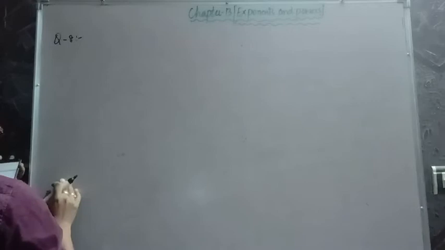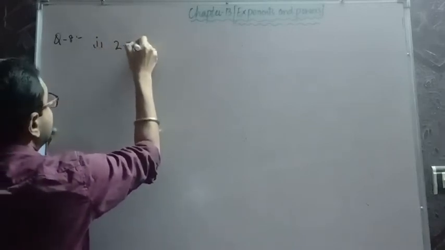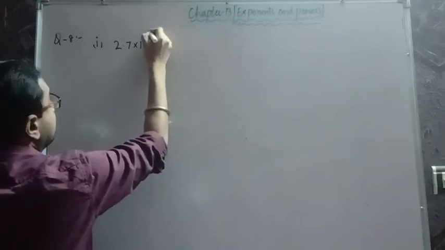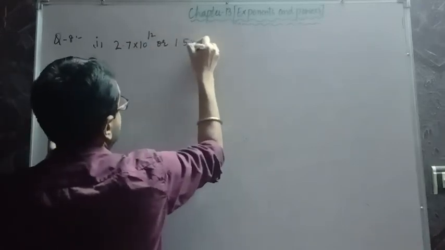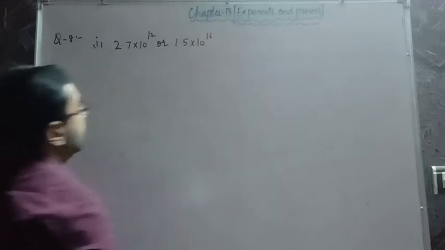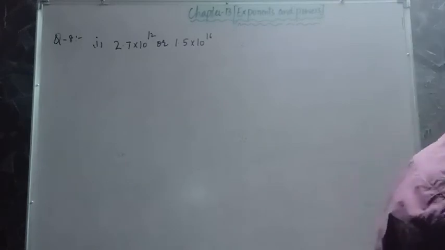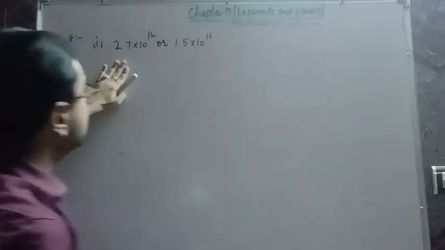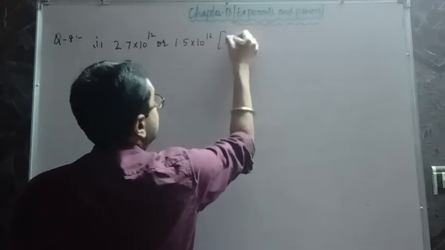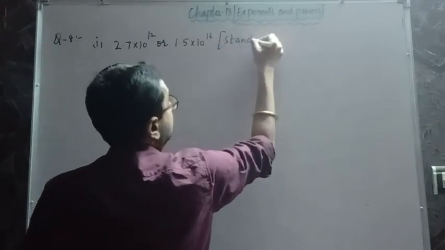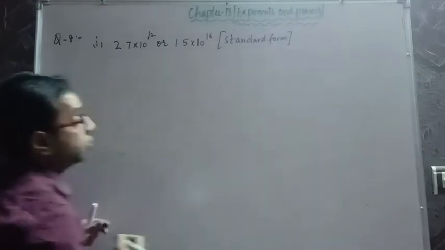Again, compare the following. I'll be taking the first part. 2.7 into 10 raised to power 12 or 1.5 into 10 raised to power 16. Now, very easy to do, but very important part to understand. Again, this form is known as standard form, which we'll do in exercise 13.3. Understand?